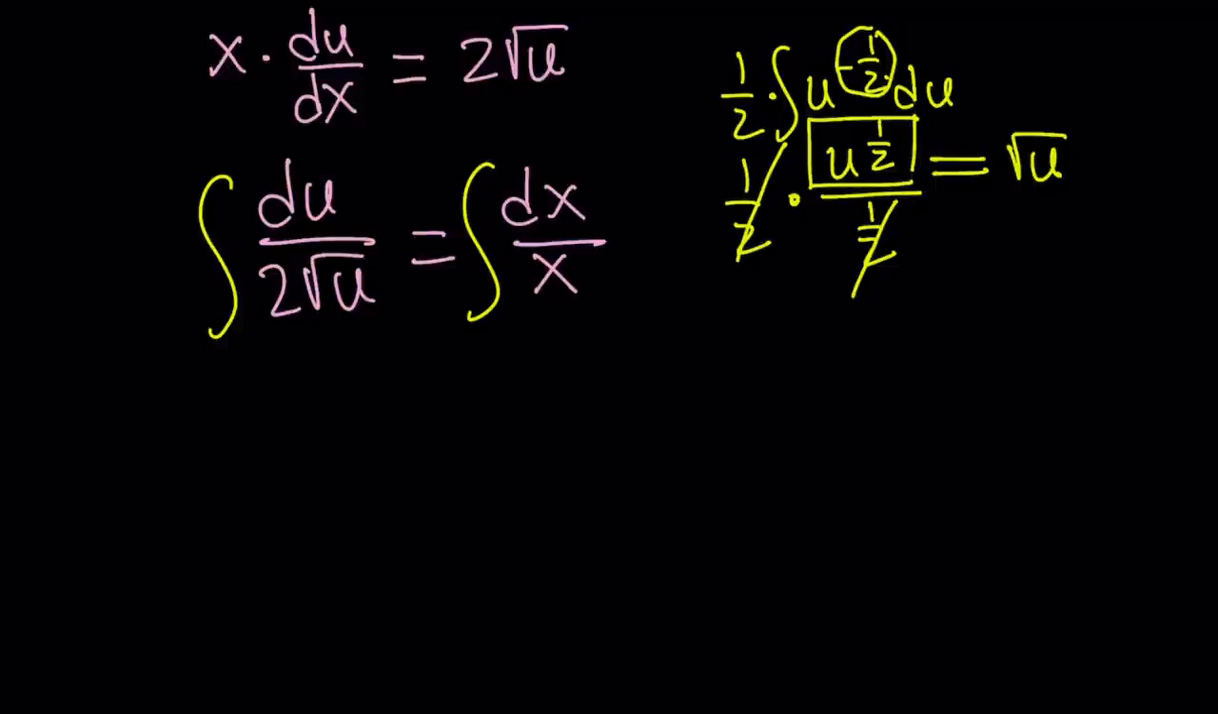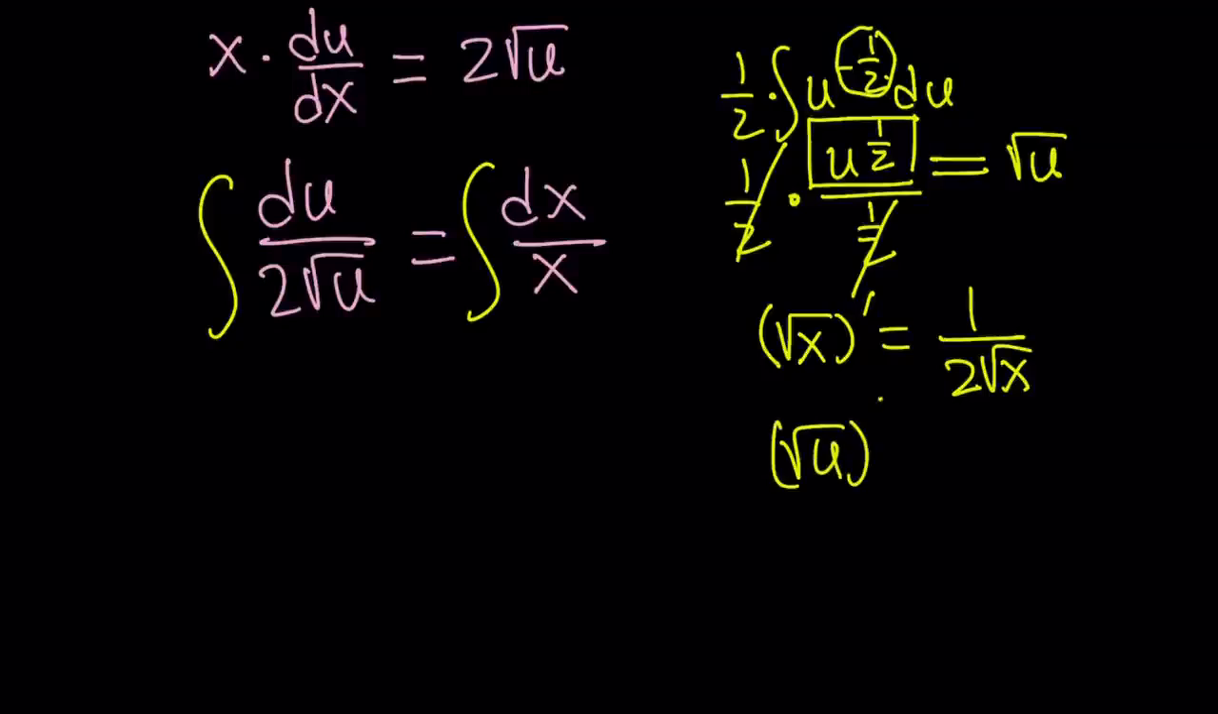If you differentiate square root of x, then you're going to get 1 over 2 times the square root of x. Or if it's u in this case, where u is a function, then you're going to get u prime divided by 2 times the square root of u. U prime is there because of the chain rule.